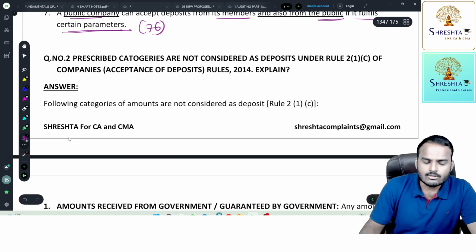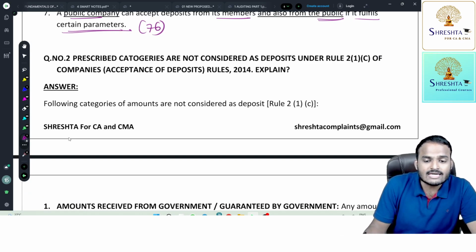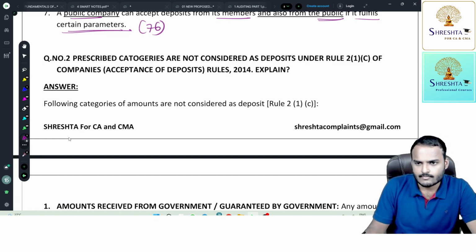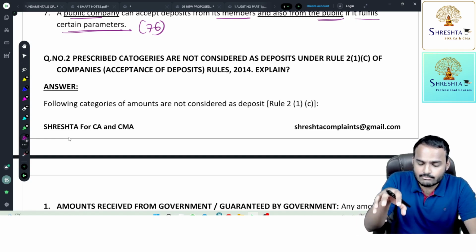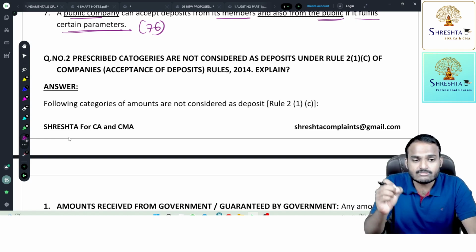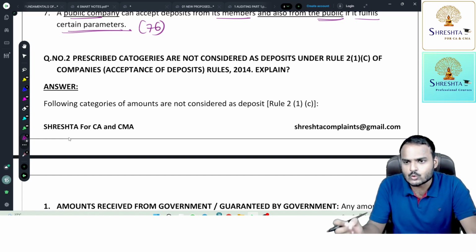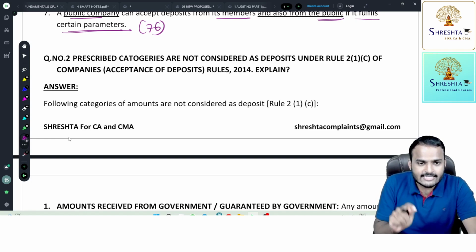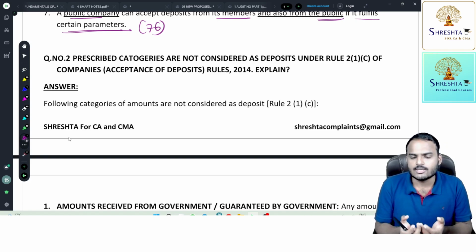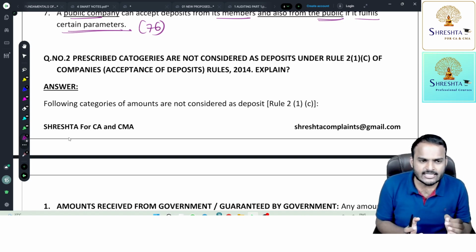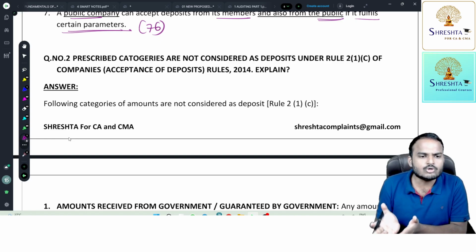What are the class or classes of transactions which are not covered under the deposits chapter? If you read the definition of deposit, it is an inclusive one. It covers all the monies received by the company in the form of loan or deposit or in any other form, right? But from this definition, certain class or classes of transactions are excluded. Sir, what does exclusion mean? Excluding something from the definition of deposit. It means the provisions of section 73 to 76A are not applicable to those amounts.